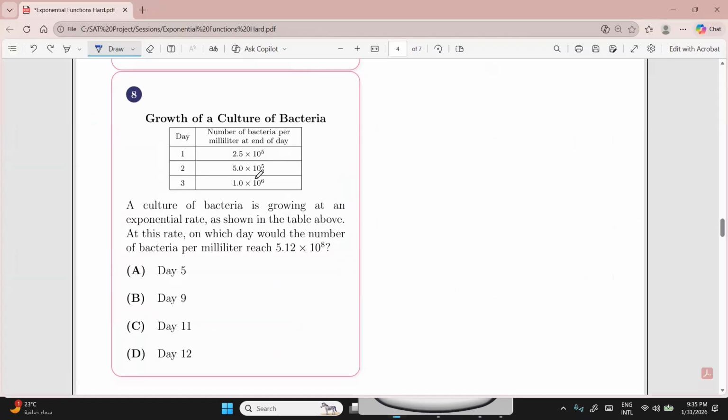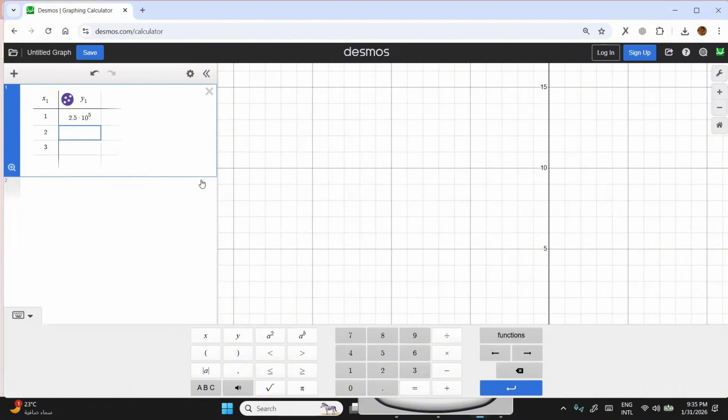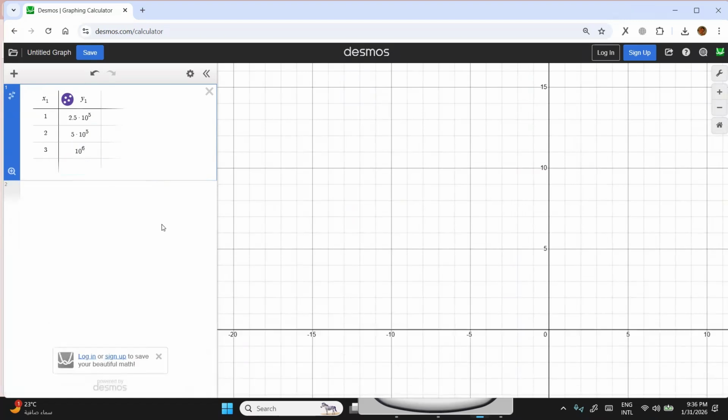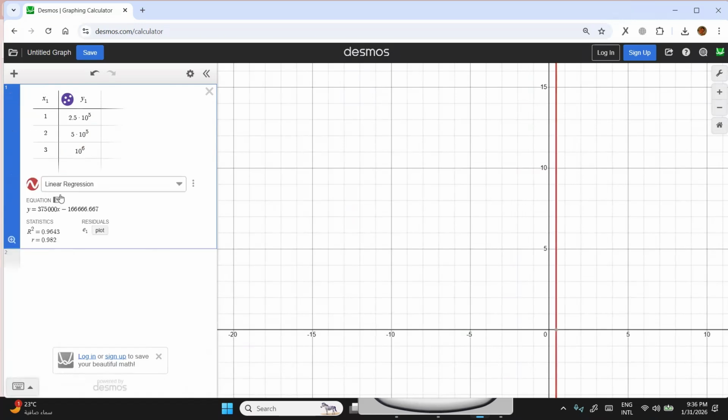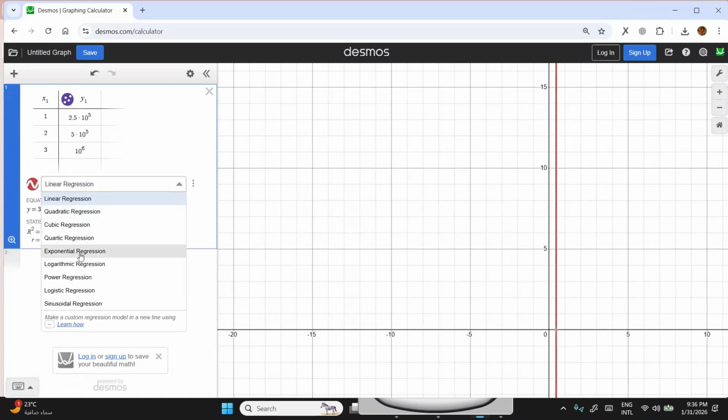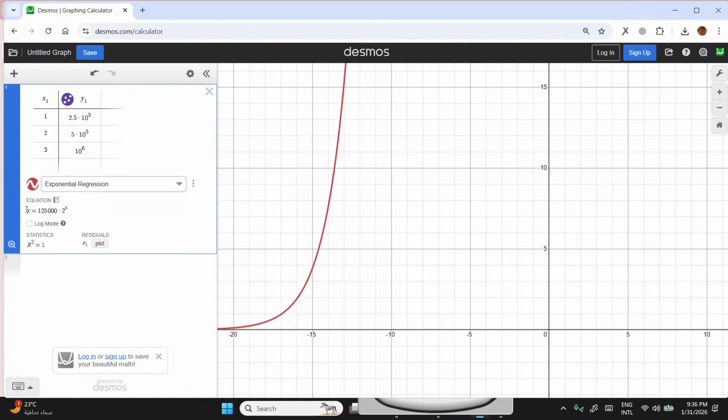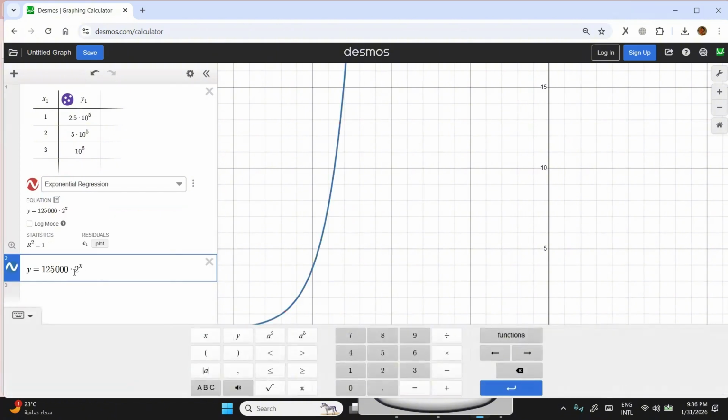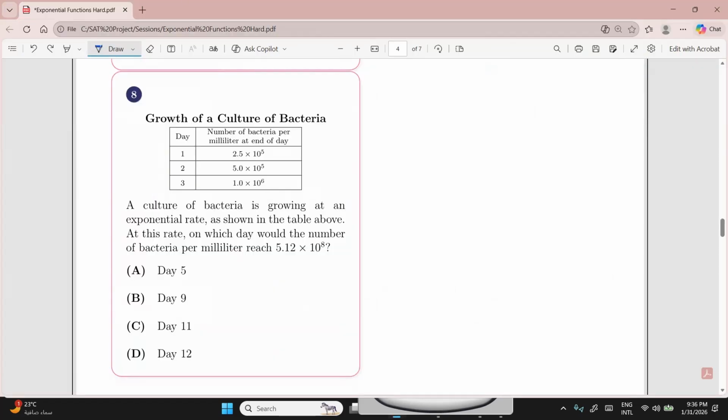Then 5.0 means 5 times 10 to the 5. And then the third one, 1 times 10 to the 6th power, because 1 times anything is the same thing. These are the values of the table. You just click here and choose exponential regression, and you get this function y, and this graph also is as shown here. y is equal to 125,000 times 2 to the x. Let's write it here.